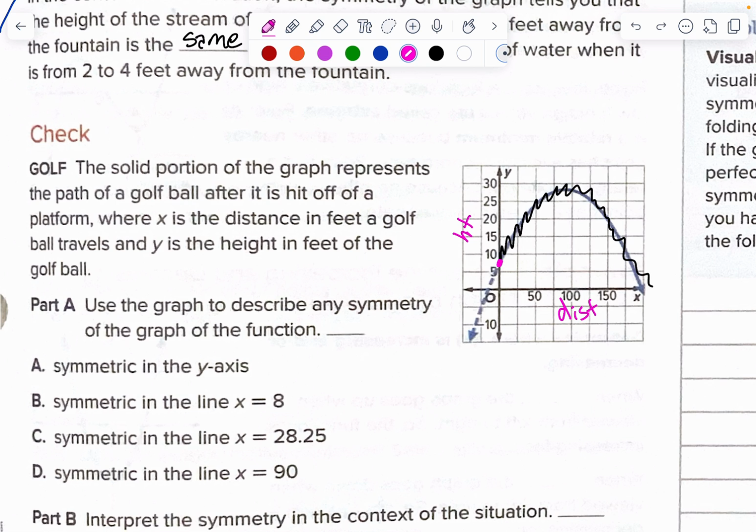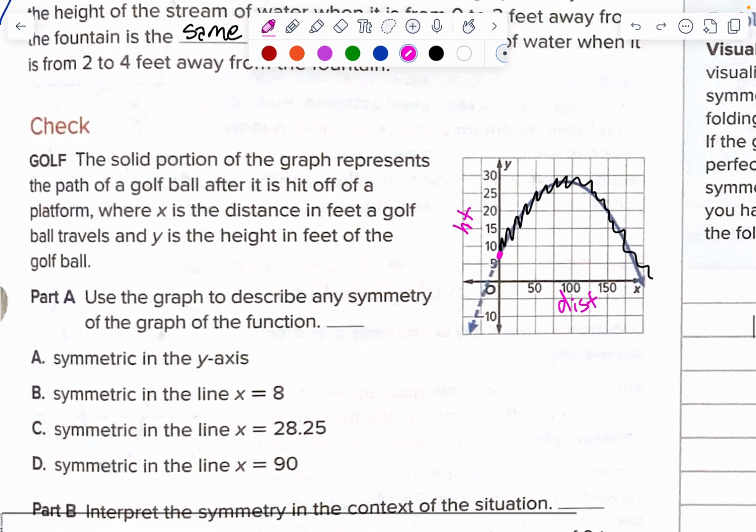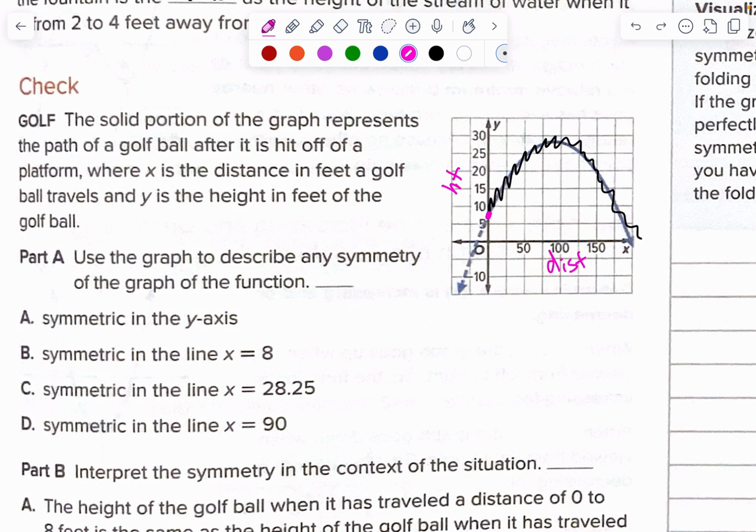So height is about 7 or whatever it is, right? Use the graph to describe any symmetry. This is going to have symmetry. This is a parabola. This is a y equals x squared function. And it looks like if we would fold him in half, he would maybe be like here.